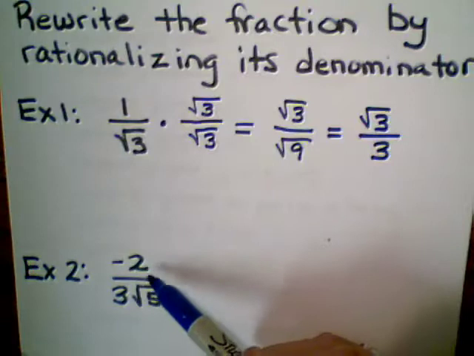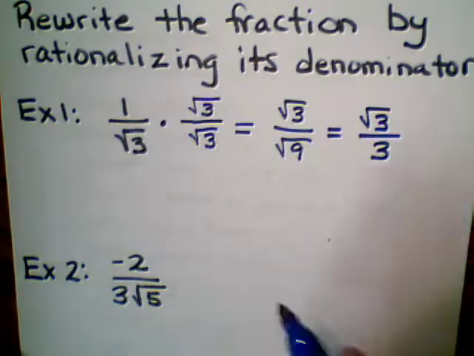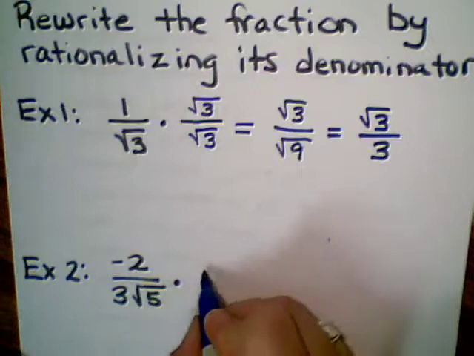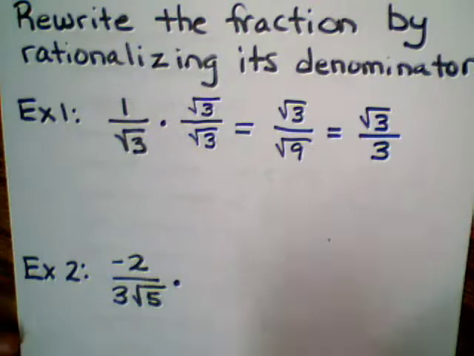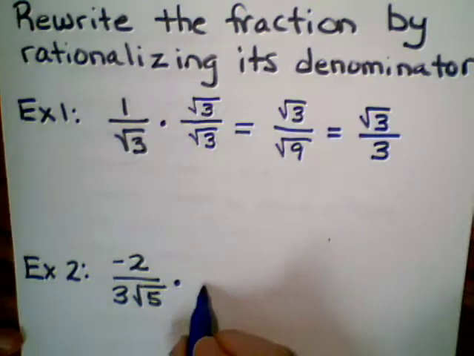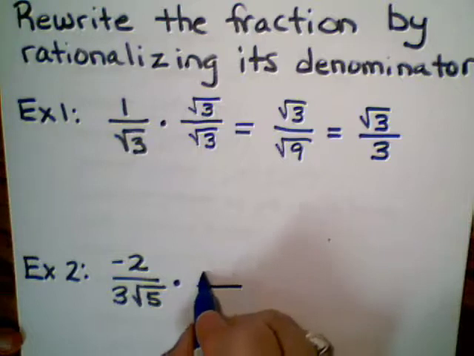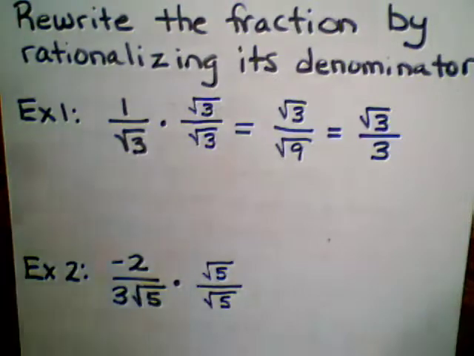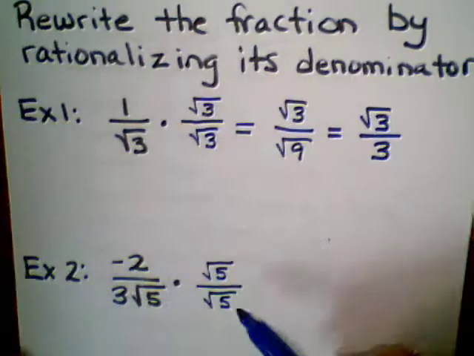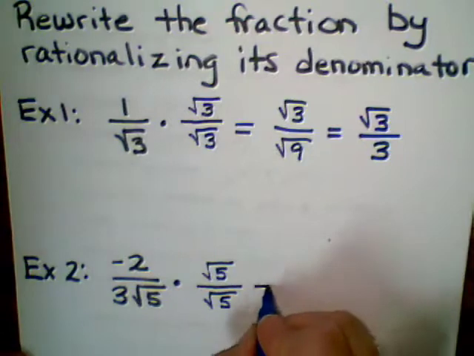Okay. Similar example, but a little bit more involved. We'd have the ratio -2 over the product 3 square root 5. We still want to multiply by 1 to get the radical out of the denominator. We're going to multiply by something over itself. It turns out that the most efficient choice, or the simplest choice, is to choose radical 5 over itself. It's not the only choice.